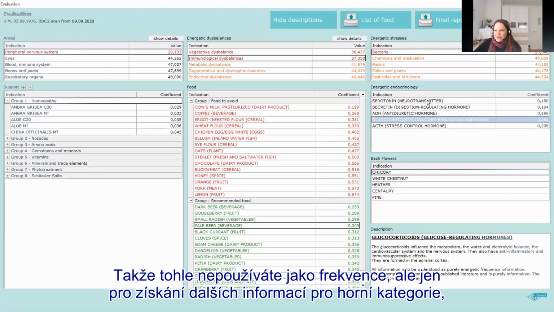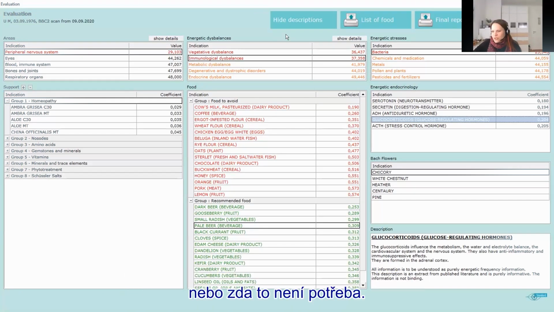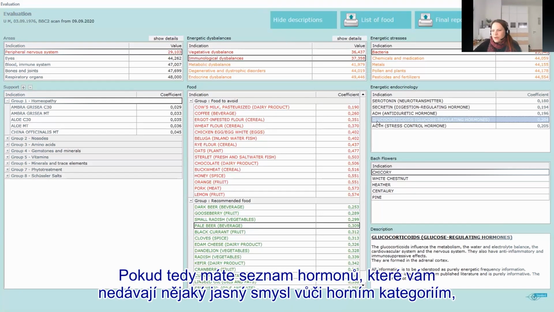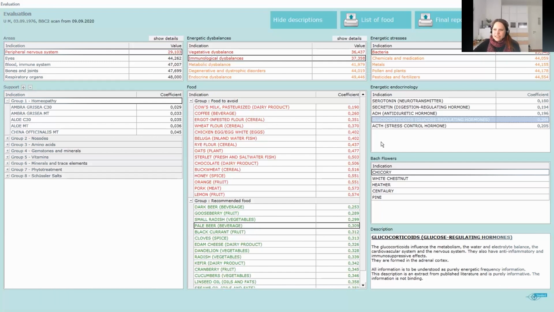So you don't use it for the frequency. You always frequency transfer. You always use it for getting more information to the upper categories to see, do I have to use hormone regulation for supporting the other programs or program sequences, or can I leave it behind? So when you have a listing of hormones that doesn't give you a straight idea to the upper categories, just leave it behind. You don't have to use it. It's just on top information to the rest of the evaluation.